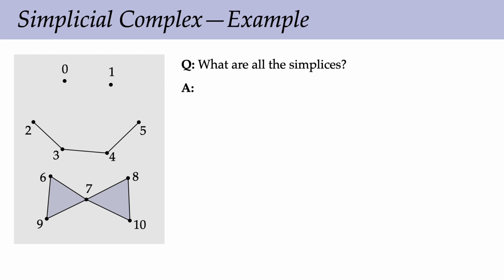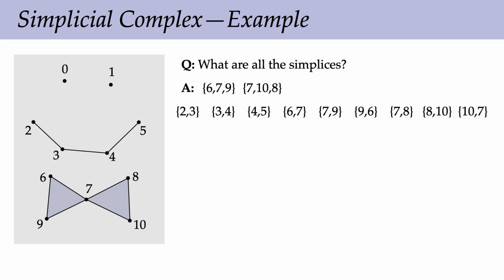Then we could go list all the edges. Okay, 2, 3, 3, 4, 4, 5, 6, 7, 7, 9, 9, 6, 7, 8, 8, 10, 10, 7. Those are all one simplices in this complex. We shouldn't forget, of course, about the zero simplices, the vertices. So just 0, 1, 2, 3, 4, 5, 6, 7, 8, 9, 10. And if you like, we could also include the empty set.